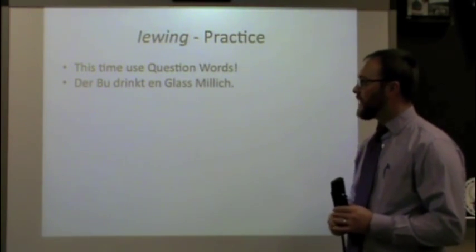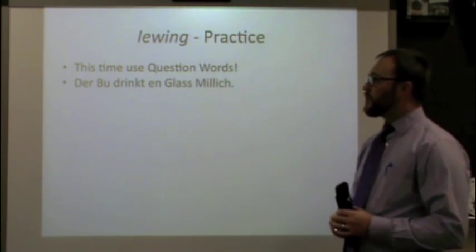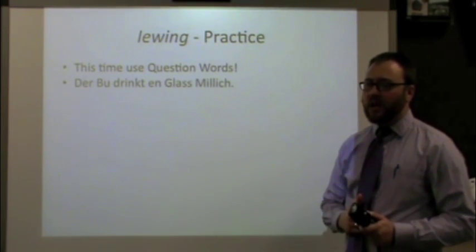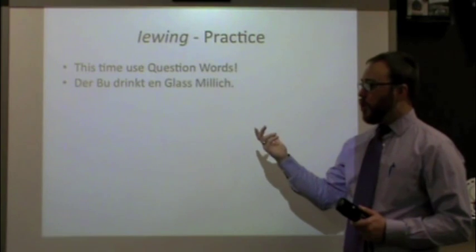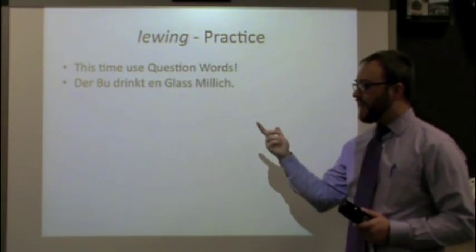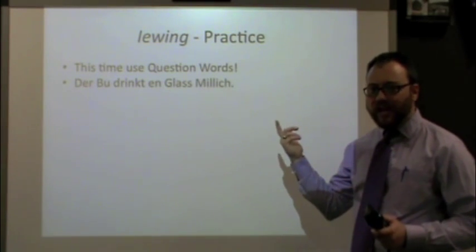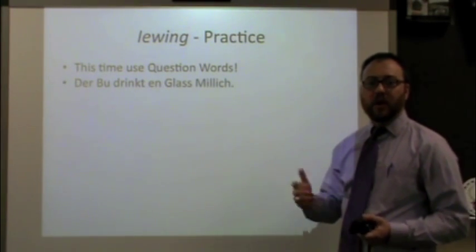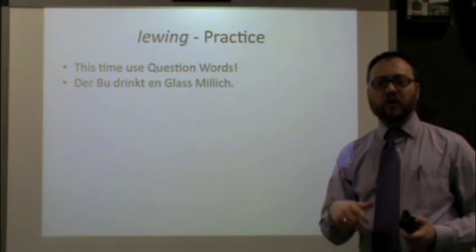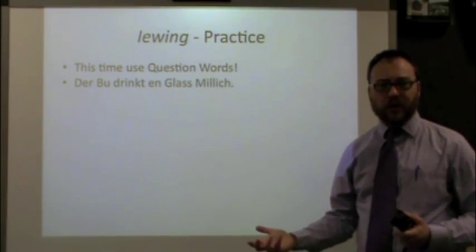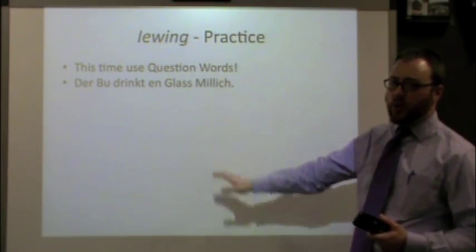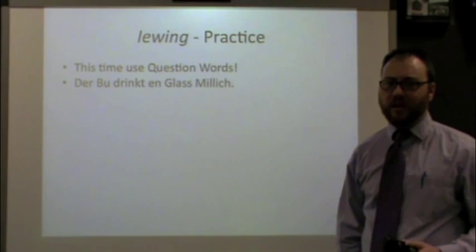For example, let's go back to our very first sentence. Der Boe trinkt een Glas Milch. The boy is drinking a glass of milk. There's a couple different questions we could ask. We could ask, who is drinking a glass of milk? Or what is the boy drinking? You choose which one you want. See if you can figure out how you would say that. We know all the words, and use the words that are in the sentence already. All you're going to have to figure out is which question word to use. Give you a second to think about that.